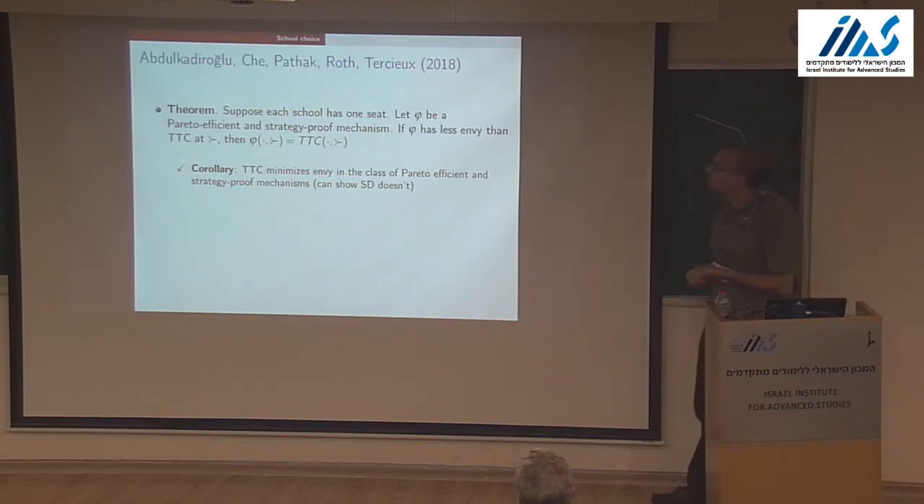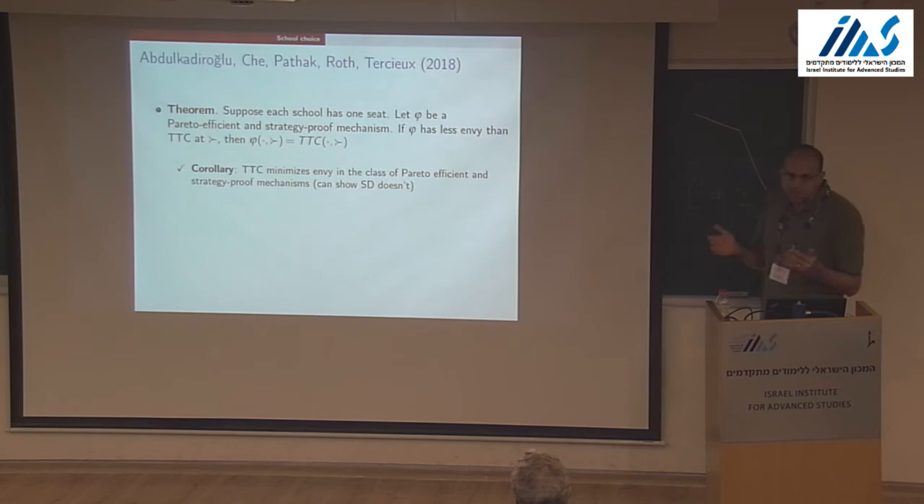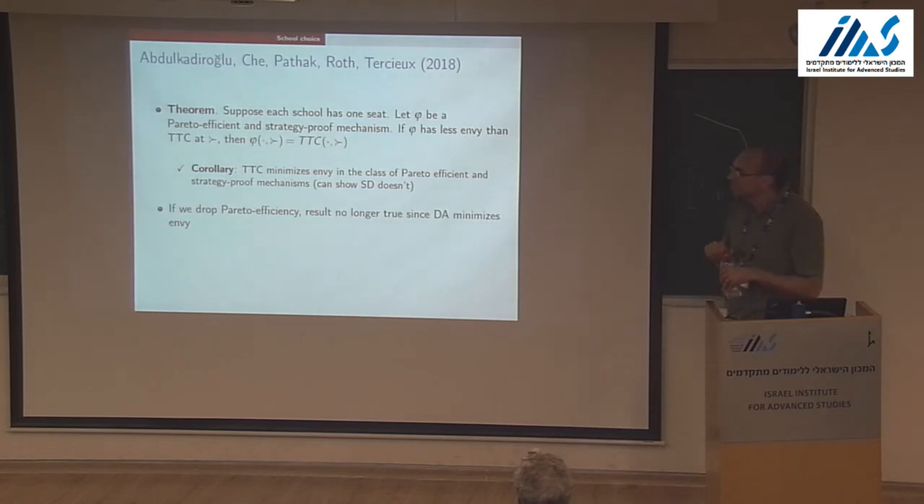Okay, and what you can show is that another natural mechanism, serial dictatorship, does not. Okay, so you can think of this as the dual of the Gale-Shapley result. Right, Gale-Shapley says deferred acceptance is going to give me the most efficient envy-free, justified envy-free allocation. This is saying in the special case where each school has one seat, top trading cycle is going to give me the Pareto efficient allocation that minimizes justified envy. Okay? So yep. In case schools will have more than one seat, then it's not clear, or do you have a counterexample?